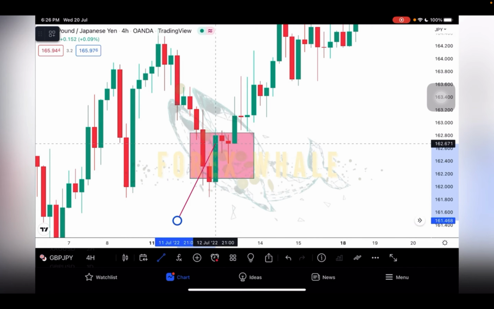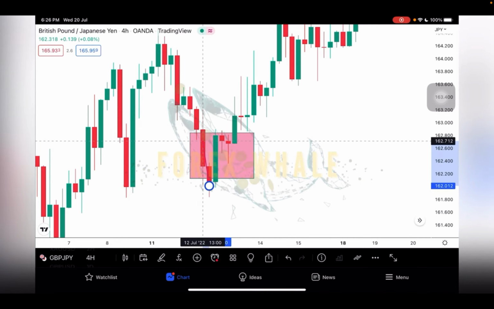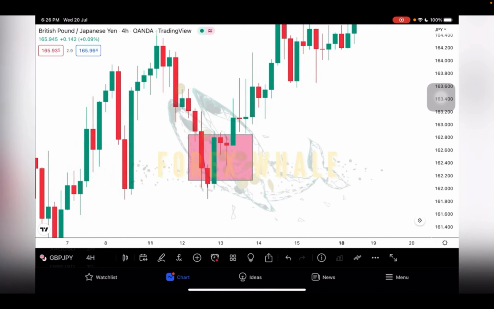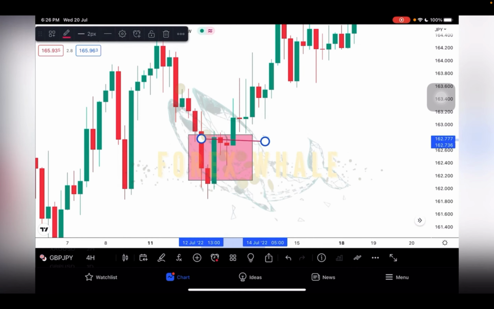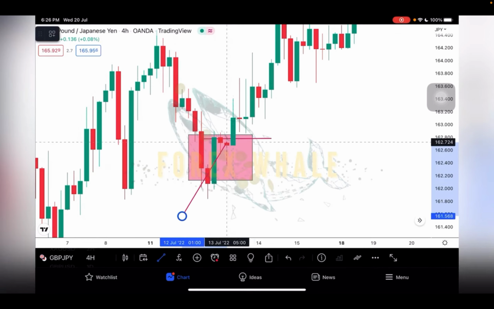Why? Because look at this body. This body is bigger than the previous candlestick. So once price has formed this bullish engulfing, what you can do is place your first entry there. And then if price retraces a little bit somewhere around this candlestick that has been engulfed, you can place your second entry.